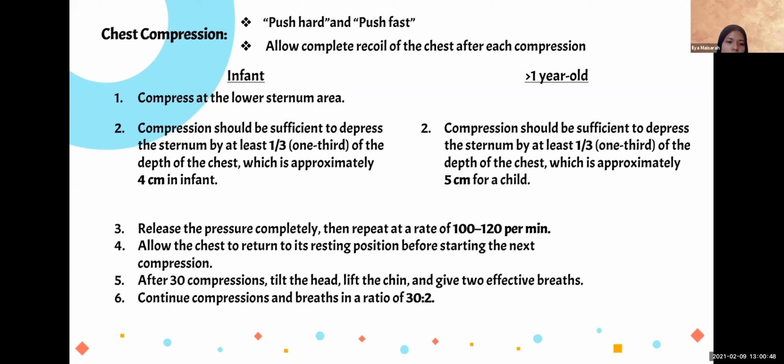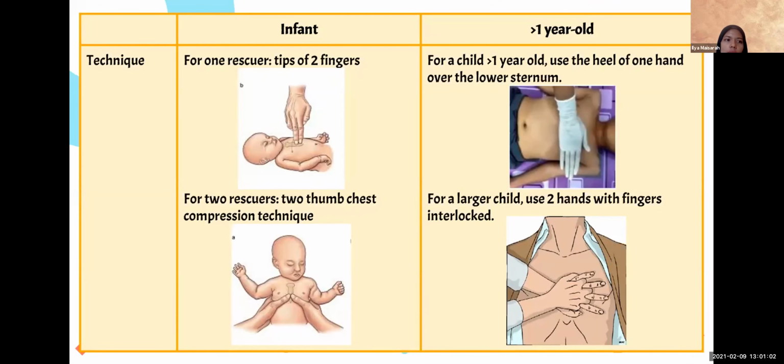You need to allow the chest to return to its resting position before starting the next compression. After 30 compressions, tilt the head with the chin lift and give 2 effective breaths. Continue the compression and breaths in the ratio of 30 to 2. For the infant, you can use the tips of 2 fingers, like in the picture, or the 2-thumb chest compression technique, like in the picture. For the child, you can use the heel of one hand over the lower sternum, or in the largest child, you can use 2 hands with the fingers interlocked.